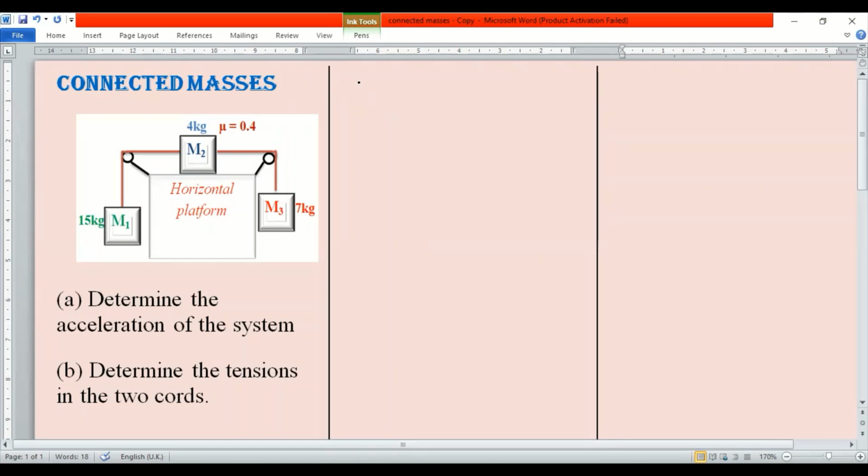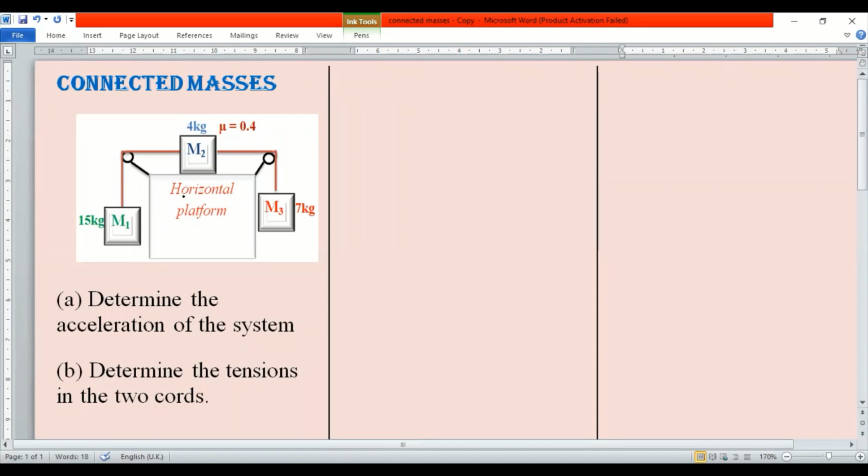Today, I'll be solving a problem on connected masses. In this problem, we have three masses that are connected, as shown on this diagram. We are given that this is a rough surface, and the coefficient of friction of the surface is given as 0.4, and we are required to determine the acceleration of the system.